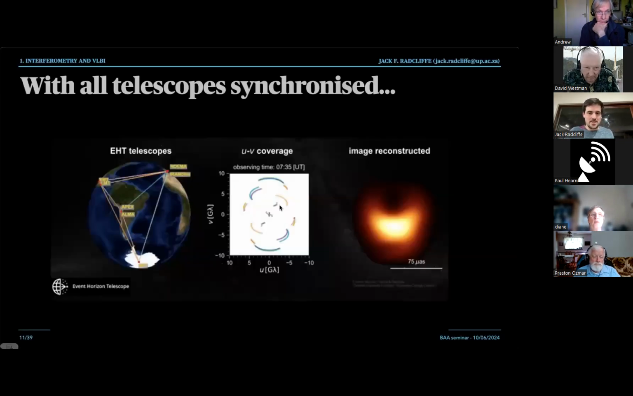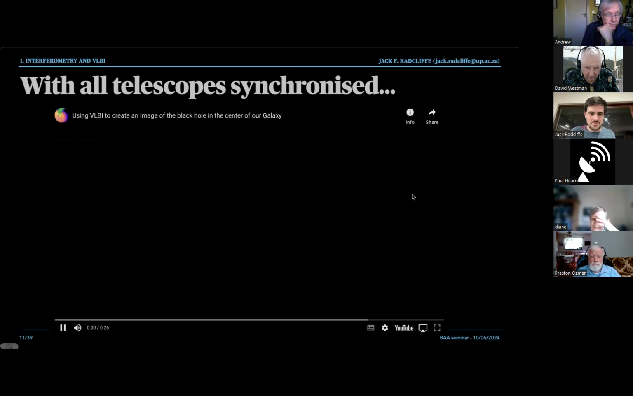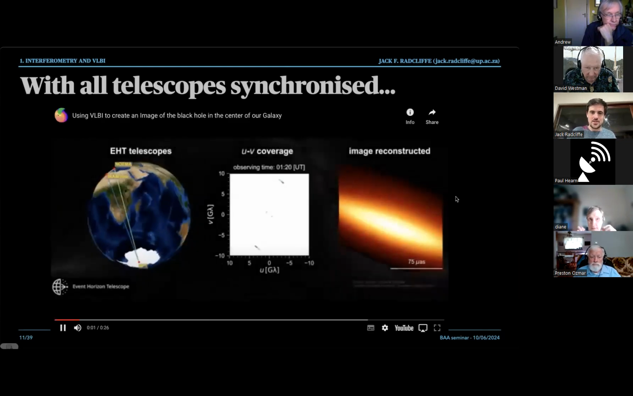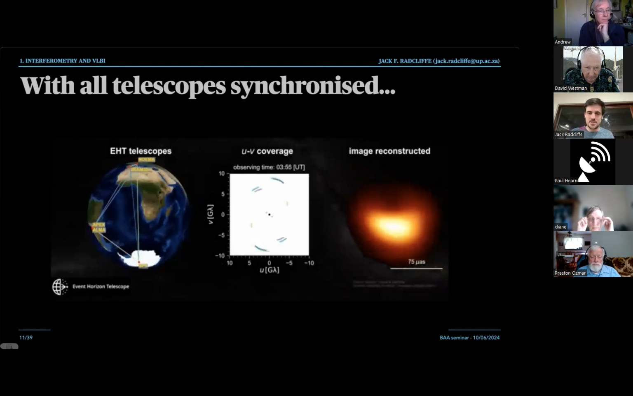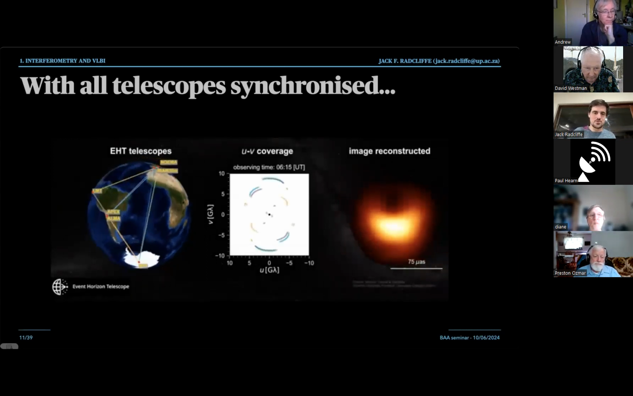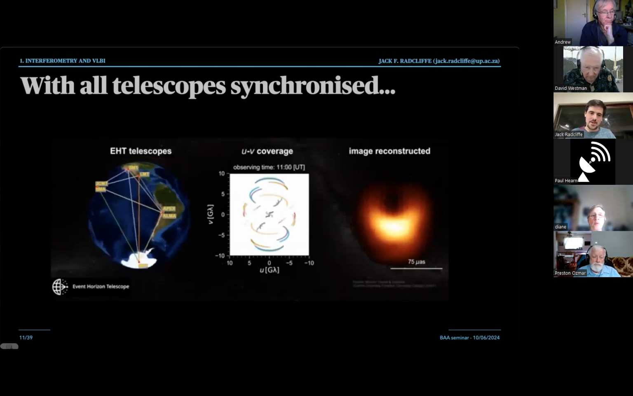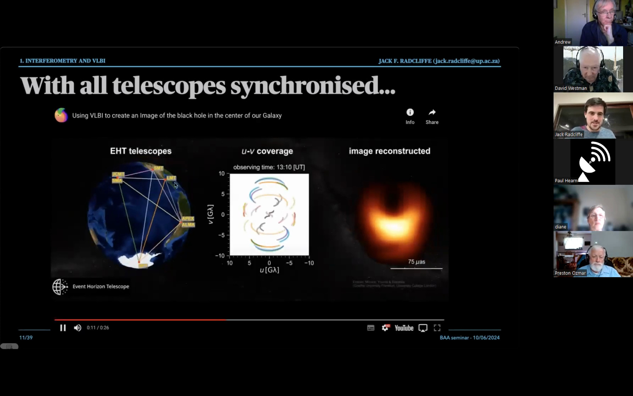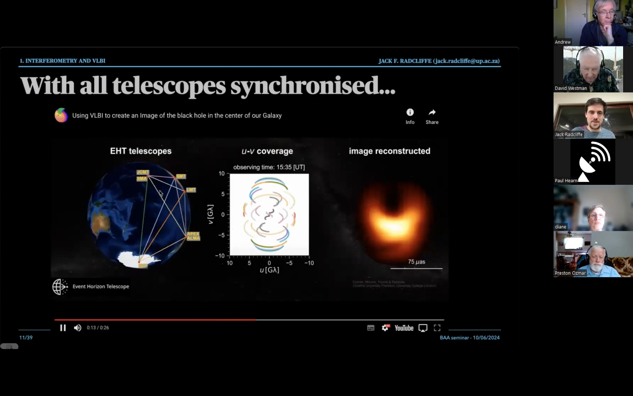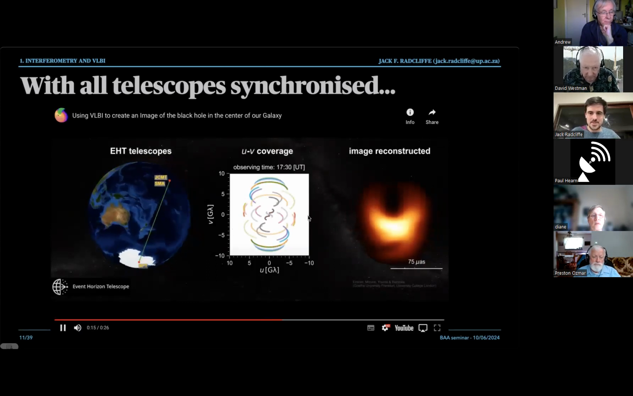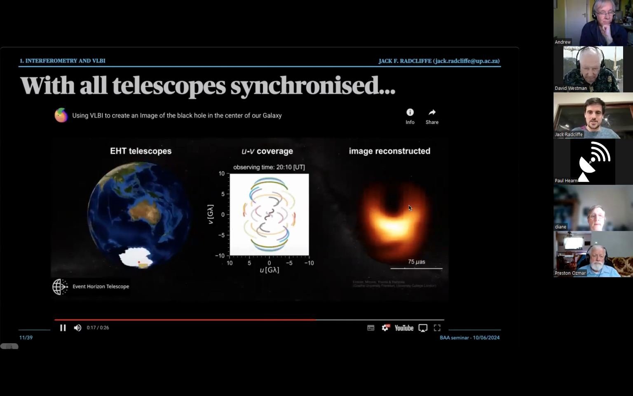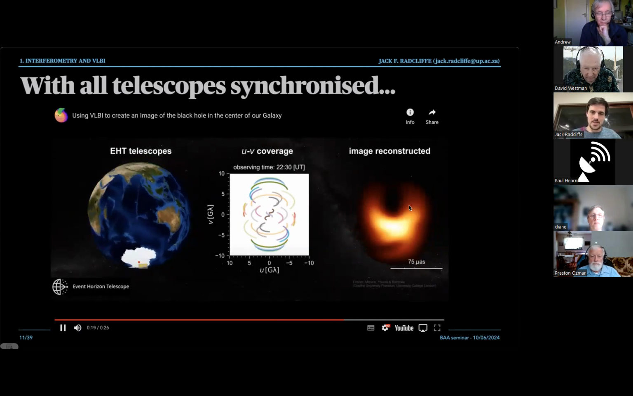So with all your telescopes synchronized, you're able to do stuff like this. You're able to combine telescopes around the world. And I hope this video works. Yes, normally doesn't work. And you're able to reconstruct images of extremely, extremely tiny things. So this is a simulation of the Event Horizon Telescope. The rotation of the Earth helps us fill in the information in an interferometer, and you start reconstructing the image as you move around the Earth.